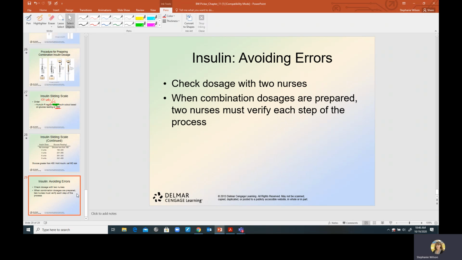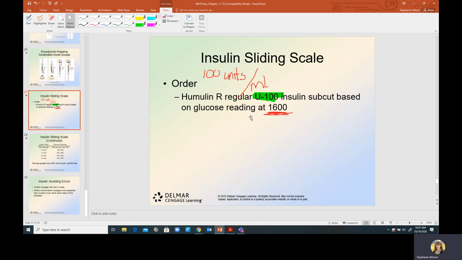And I thought this was a question. So let's make a question up. I want to know, say this is what we have as an order and what we got supplied to us. Let's just say we got a supply of 500 milliliter or 500 units. And we want to know how much we're going to administer.